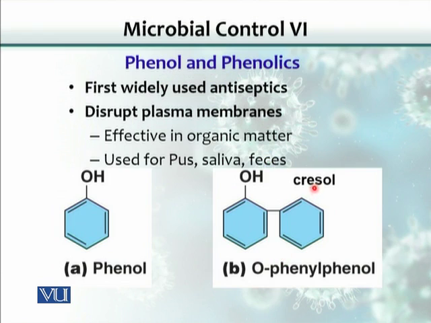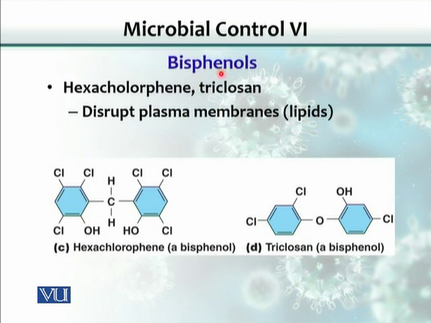This is cresol, which is a derivative of phenol, also very commonly used in hospitals as an antiseptic. Bisphenol is another chemical, and hexachlorophene and triclosan are examples. This also disrupts the plasma membrane. When we say plasma membrane, the lipid is a very important component. So if the lipid is gone, the membrane gets broken and the organisms die. This is the way these various chemicals that target the plasma membrane kill them. These are the examples here.